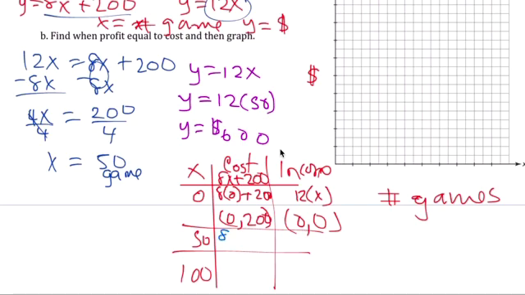Cost: 8 times 50 plus 200. That is 400 plus 200, 600. We already got that. $600, same thing here, 50, 600. Notice it's where the cost and income are the same.